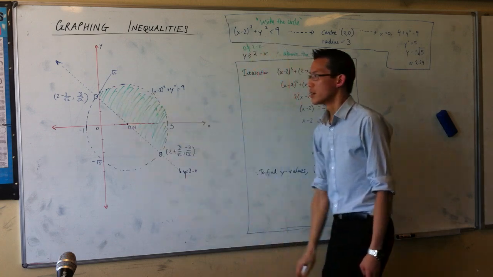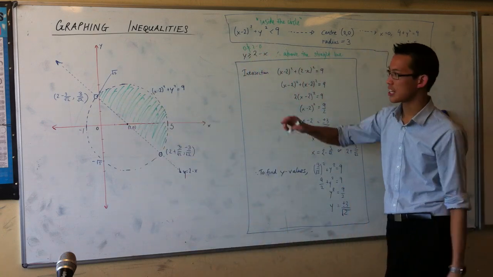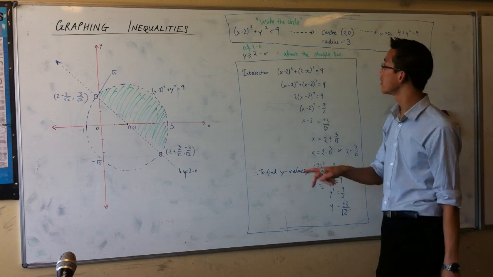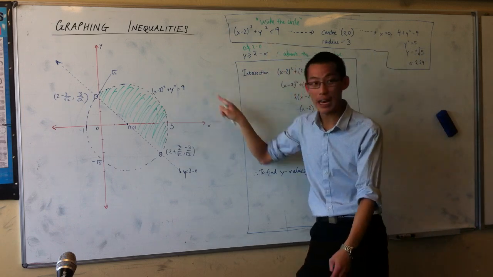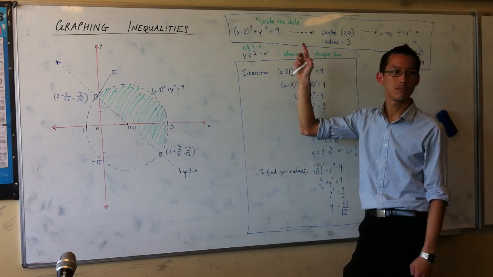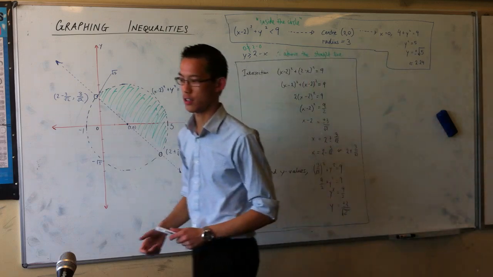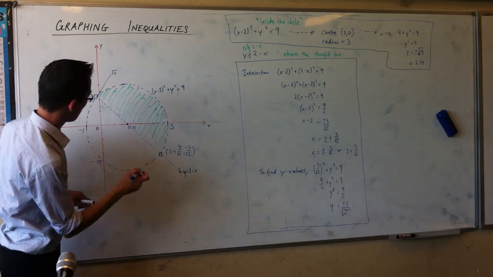Okay? So, now that I've got my main area, I just have to check the boundaries and which parts are important. The circle doesn't include the boundary, so I'm just going to leave that dotted. The straight line, though, does include it, right? So the straight line part of it will be filled.